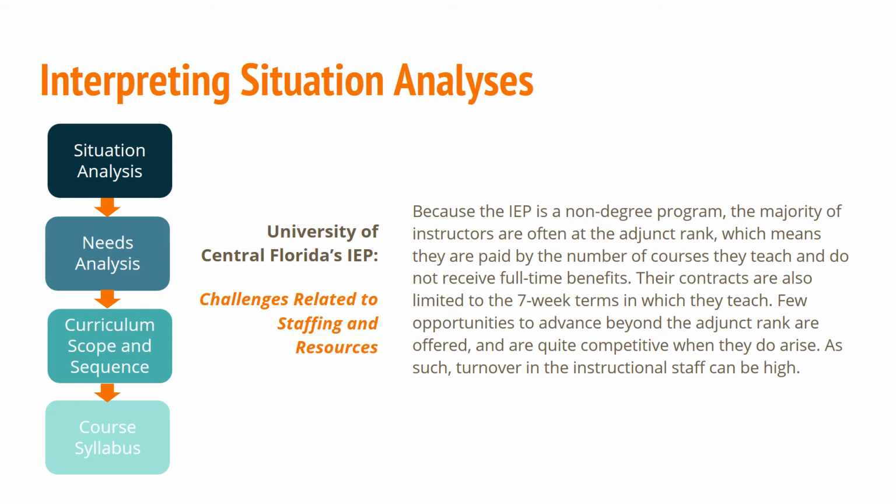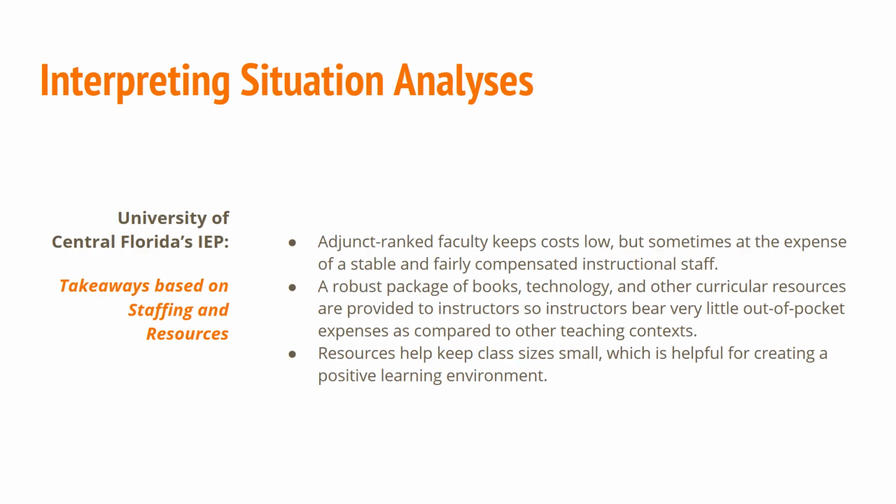However, because the IEP is a non-degree program, the majority of instructors are often at the adjunct rank, which means they are paid by the number of courses they teach and they do not receive full-time benefits. Their contracts are also limited to the 7-week terms in which they teach. Few opportunities to advance beyond the adjunct rank are available, and they are quite competitive when they do arise. As such, turnover in the instructional staff can be high. Adjunct ranked faculty helps to keep costs low, but sometimes at the expense of stable and fairly compensated instructional staff.